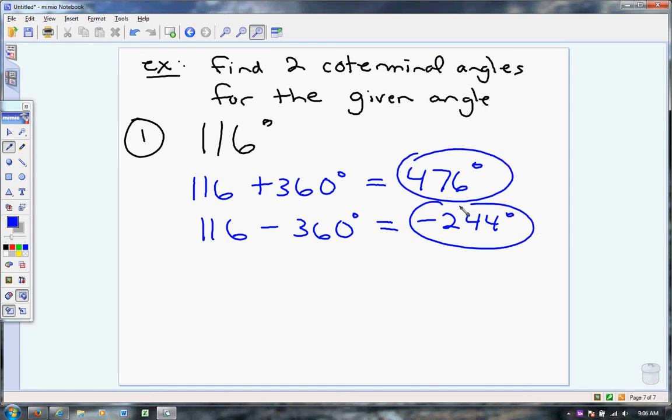So I've come up with one that's positive and one that's negative. How could I find 2 more coterminal angles if I wanted to? Couldn't I just keep adding and subtracting 360, right? If I wanted to find more, I could add 360 to this one. If I wanted to find another one, I could subtract 360 from this one. All right? Let's do another one.